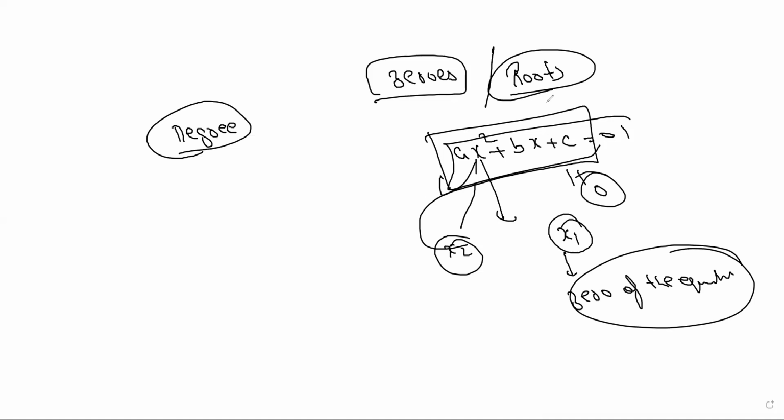Now, what does the degree denote? Degree denotes how many zeros or how many roots that particular equation will have. Is this clear? Degree is clear, zero is clear, roots are clear to everyone.